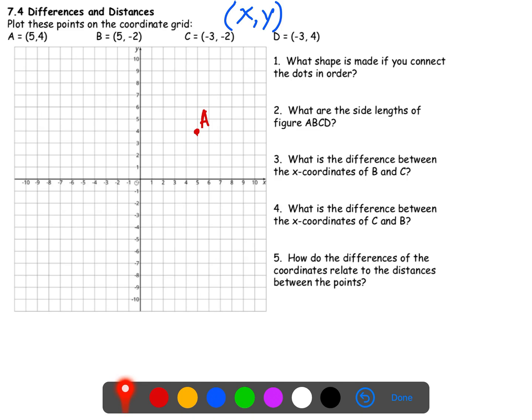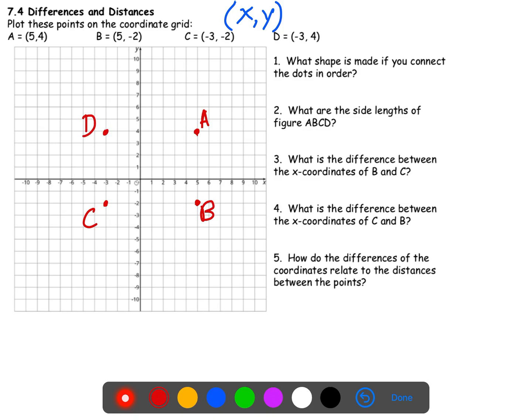So on our coordinate grid here, we have 4 different quadrants. Some of these are negative. We don't normally use those in our graphing, but today we are. So 5 and negative 2. I'll go to 5 on the x-axis. Then I'm going to go down to negative 2 on the y-axis for point B. C is both negative coordinates, negative 3 and negative 2, which would be here. And D is negative 3 and 4, point D.